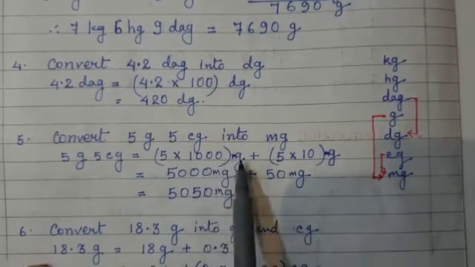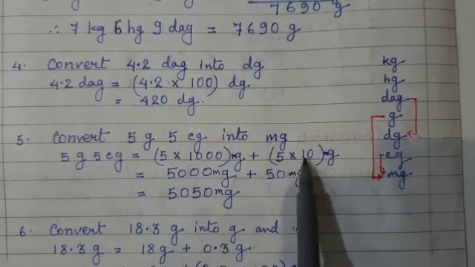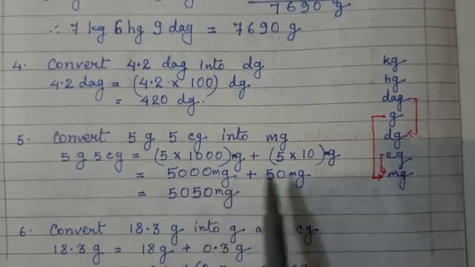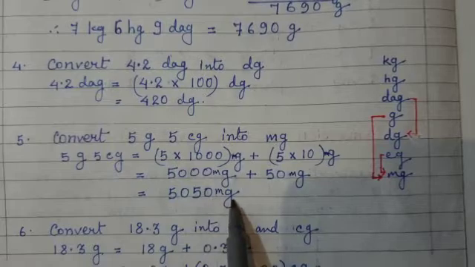5 into 1000 and it will be converted into milligram. And 5 centigram is equal to 5 into 10 milligram. So finally it is 5000 milligram and it is 50 milligram, altogether 5050 milligram.